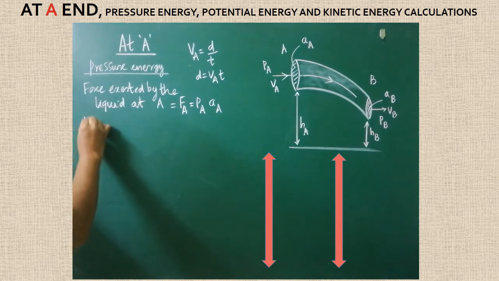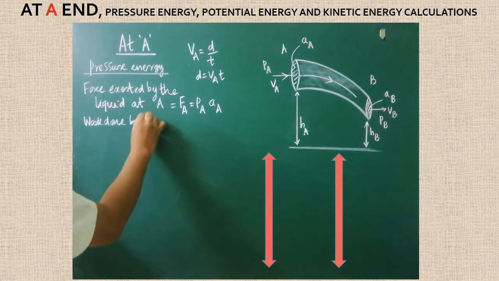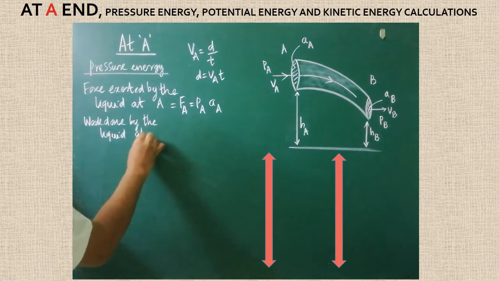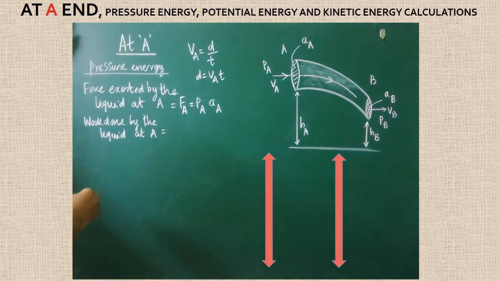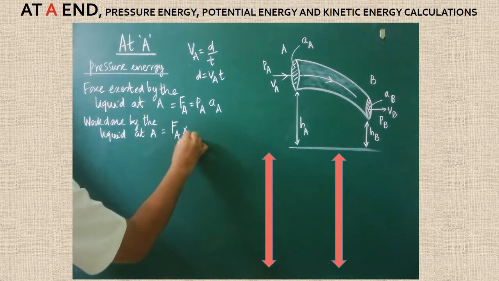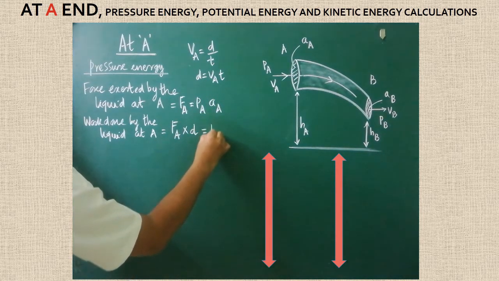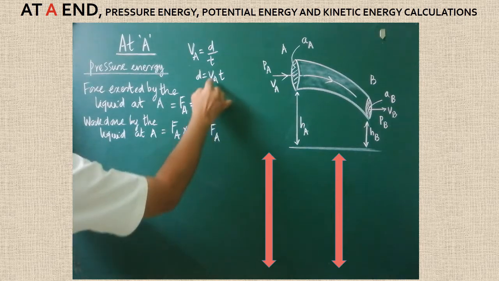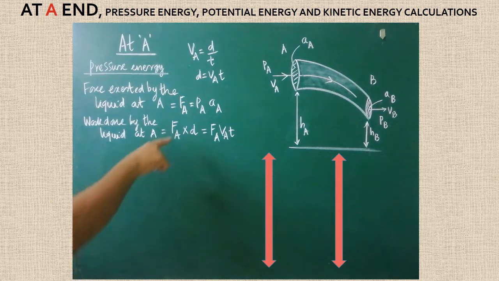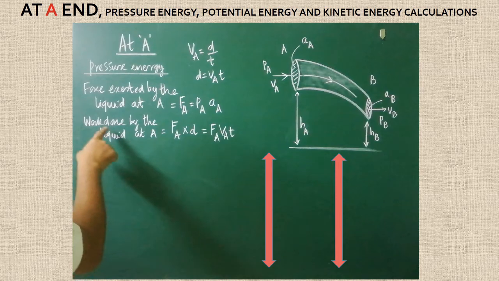Next, I am going to calculate the work done by the liquid at A. How to calculate the work done? Simple formula: force into displacement. Force exerted at A into distance. Now we know the value of D, so we can substitute VA into T instead of D. So FA into VA into T is the work done formula.